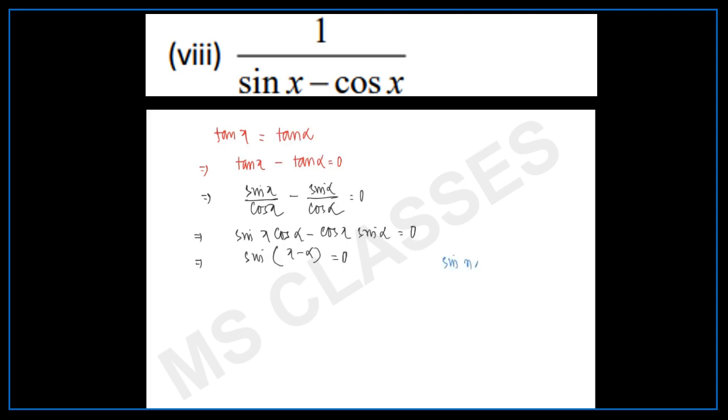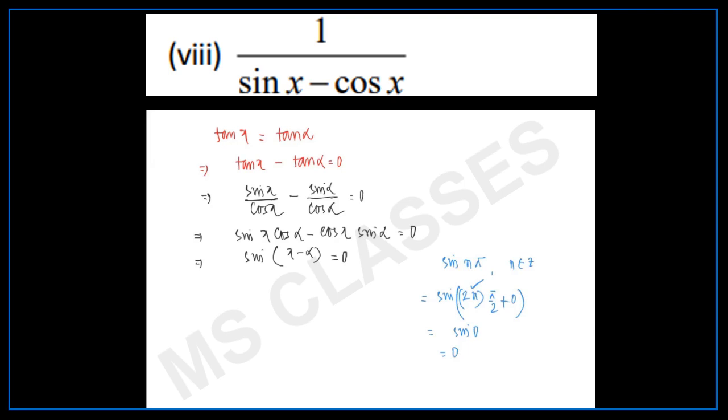Sin n pi, if we take n as some integer, what we get? Sin(2n into pi by 2 plus 0). 2n means sin will remain as sin. So this is sin 0, which is 0. That means if we take sin n pi, where n can be any integer, n can be 0, 1, 2, 3, 4, minus 1, minus 2, minus 3, the sin n pi will be giving us 0.